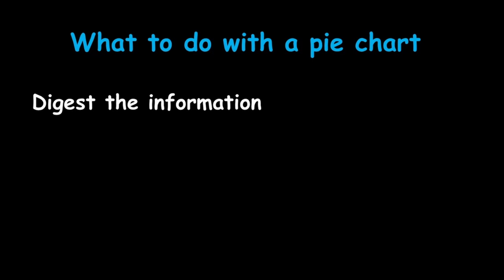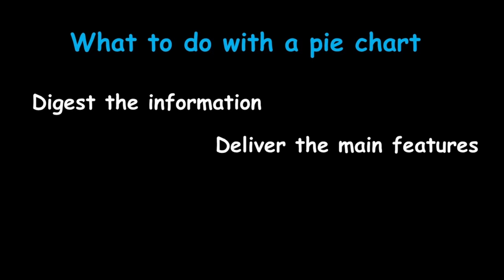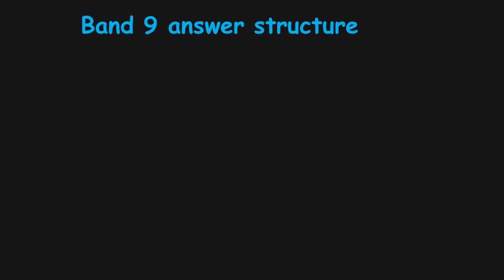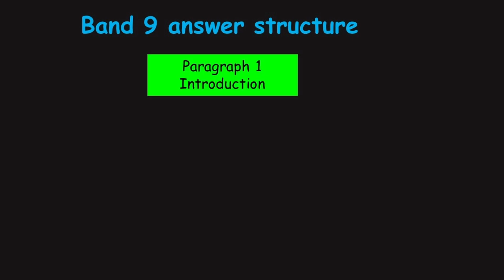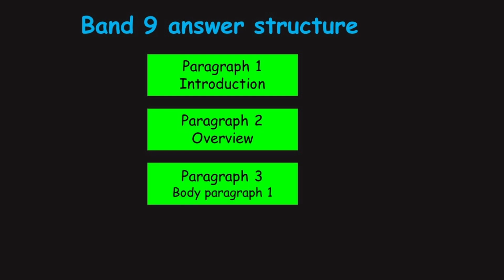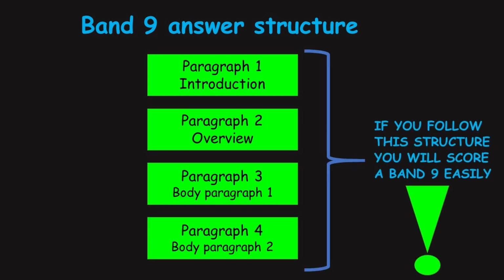What do the candidates for the IELTS exam need to do with pie charts? Candidates must digest the information from pie charts through visual data, deliver the main features, and make comparisons in the form of a written, logically organized report. Now, let's have a look at this Band 9 scheme structure. Ideally, the report should consist of 4 paragraphs: Introduction, Overview, Body Paragraph 1, and Body Paragraph 2. By following this structure, scoring in Band 9 is not an issue.